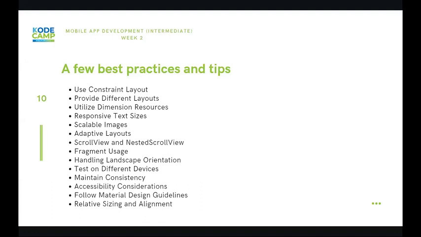Now, the next one is to utilize dimension resources. You need to define dimension values in your dimensions file, which is in your values folder, which is in your resources folder. You need to define dimension values for your spacing, your padding, your margins, and your text sizes. Then use different dimension values in your resource qualifiers to adapt these values based on the screen sizes.